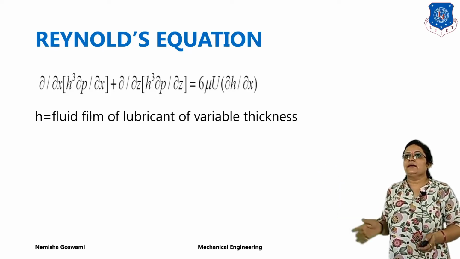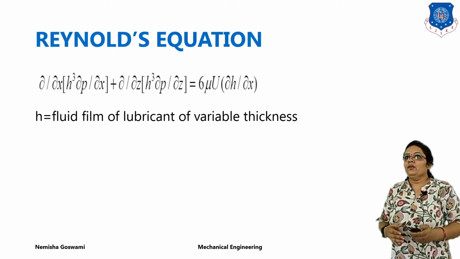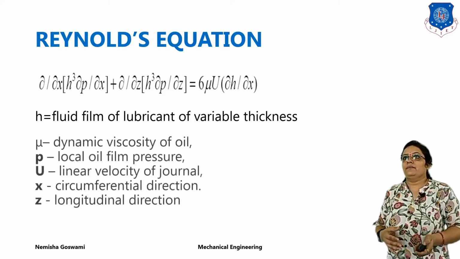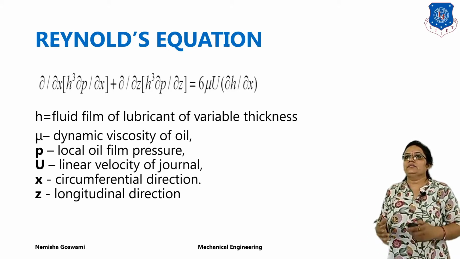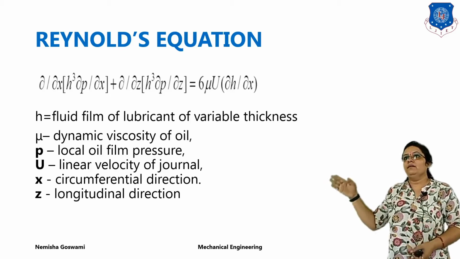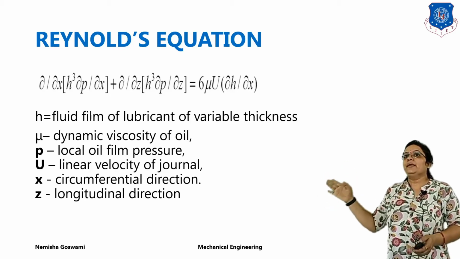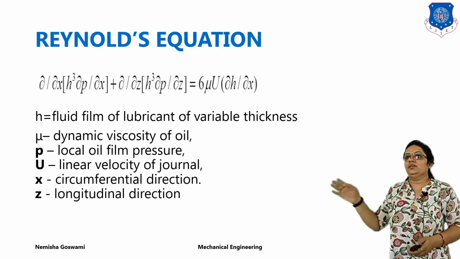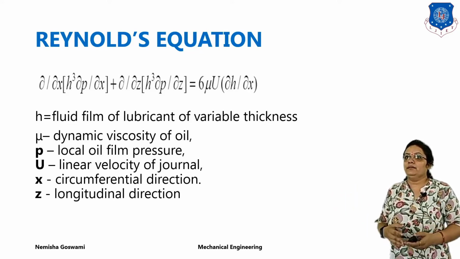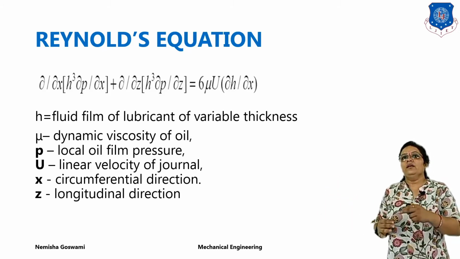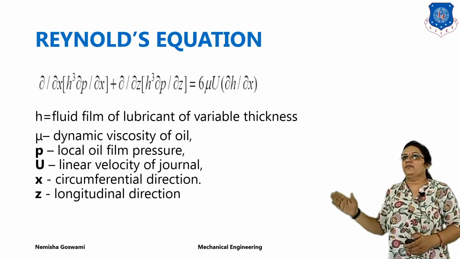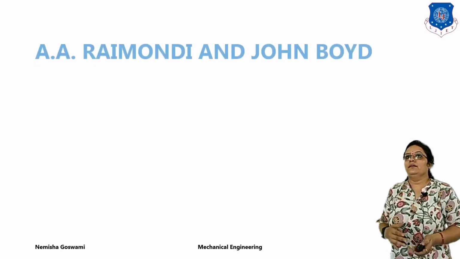Here h is the fluid film or lubricant of variable thickness, and mu is the dynamic viscosity. Don't get confused: in some books viscosity is denoted by Z, and in some books it is denoted by mu. Here mu is the dynamic viscosity of the oil, p is the local oil film pressure, U is the linear velocity of the journal, x is the circumferential direction and z is the longitudinal direction. These are the different parameters used in the Reynolds equation.